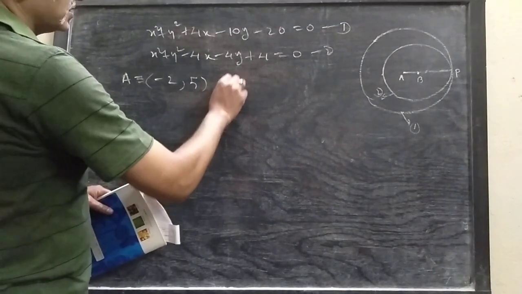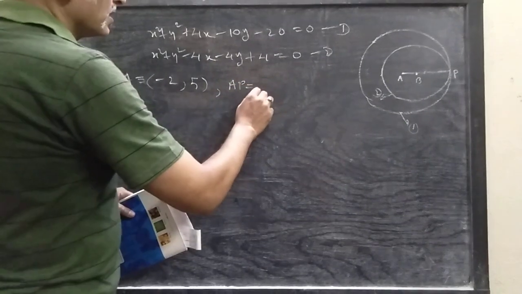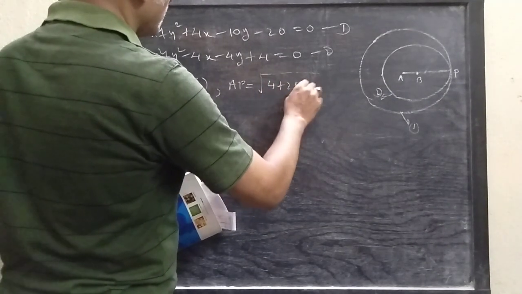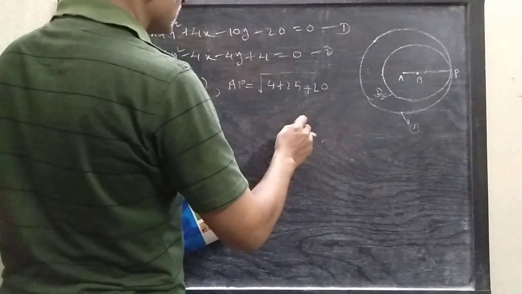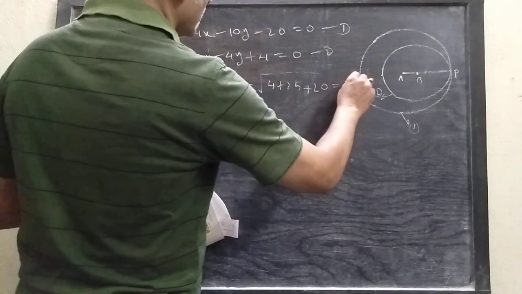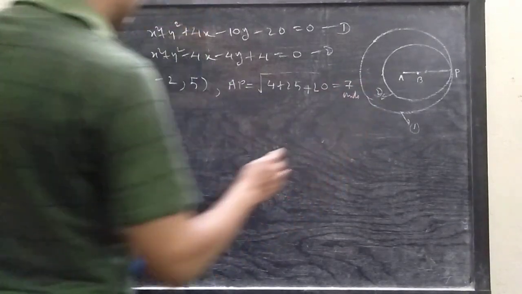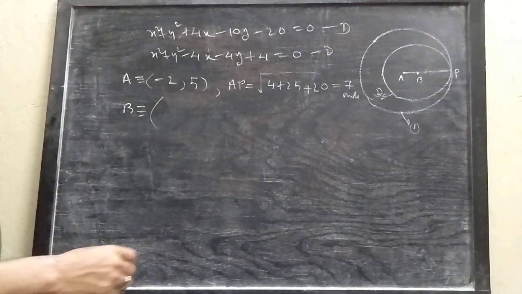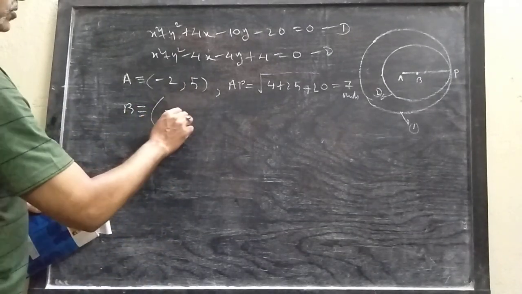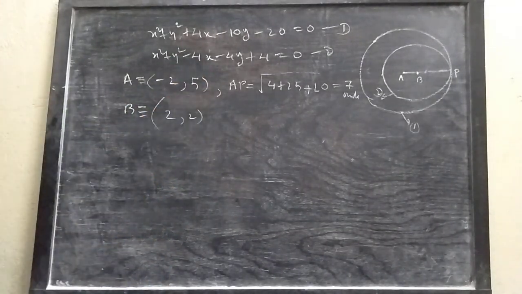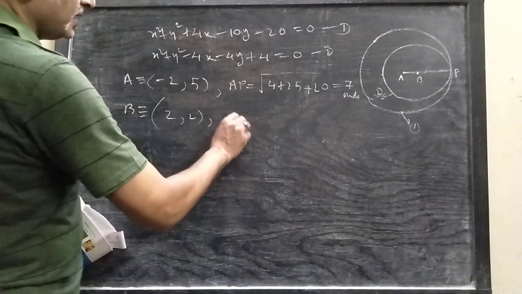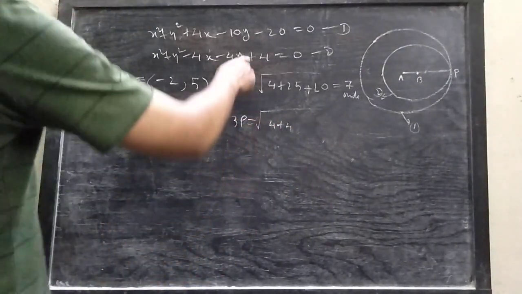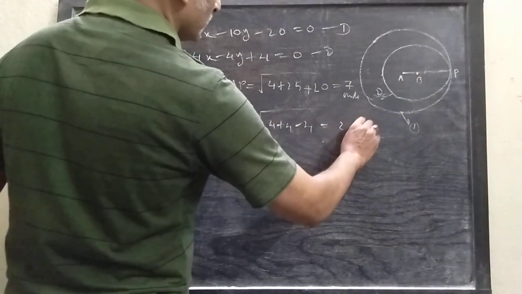The radius is AP. The radius will be root over of G square, that is 4, F square, 25, minus C, that is plus 20. This will be 49, that is 7 units. Next, the coordinates of the center of the second circle will be (2, 2), because G is minus 2, F is also minus 2, and its radius BP will be 4 plus 4 minus C, that is minus 4, that is 2 units.